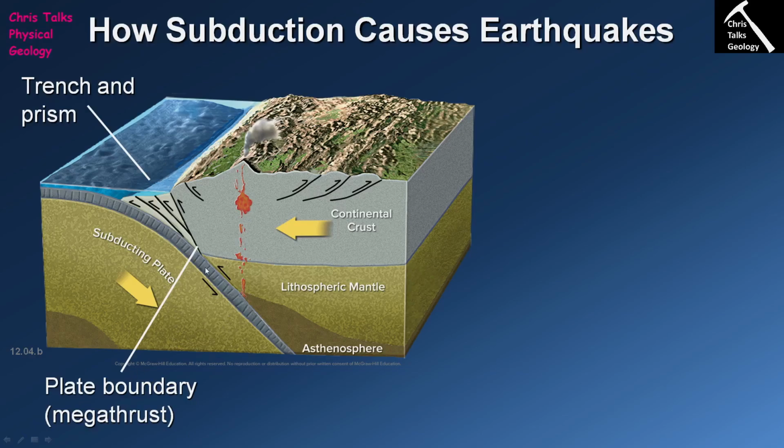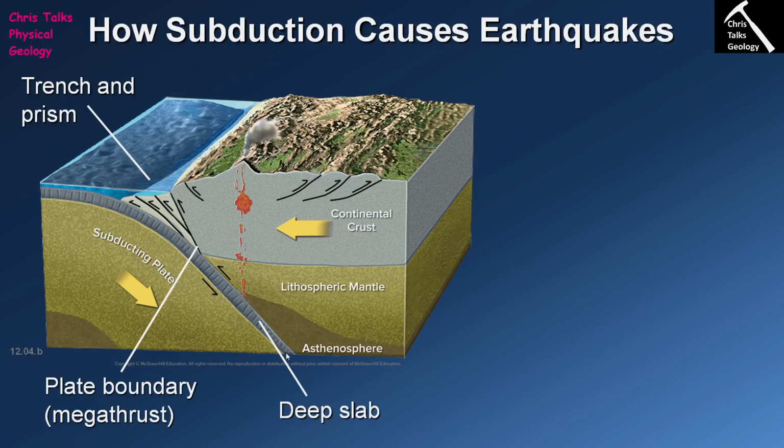Either way, what we have here is two very large pieces of crust trying to move past each other. Once again, that means lots of energy, lots of friction, lots of stress building up, and therefore we have the capacity for some very large earthquakes forming.